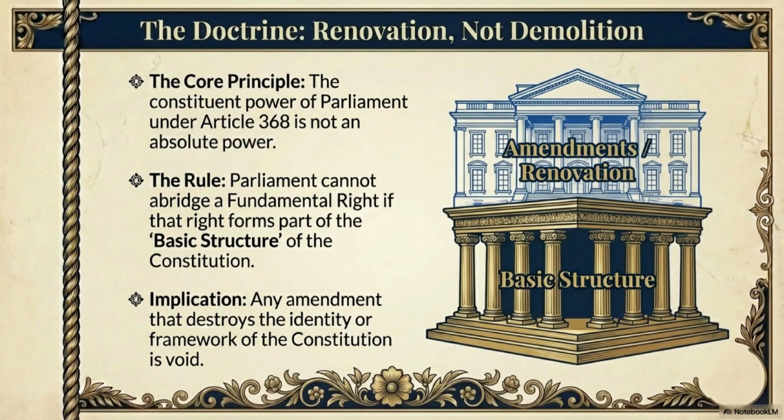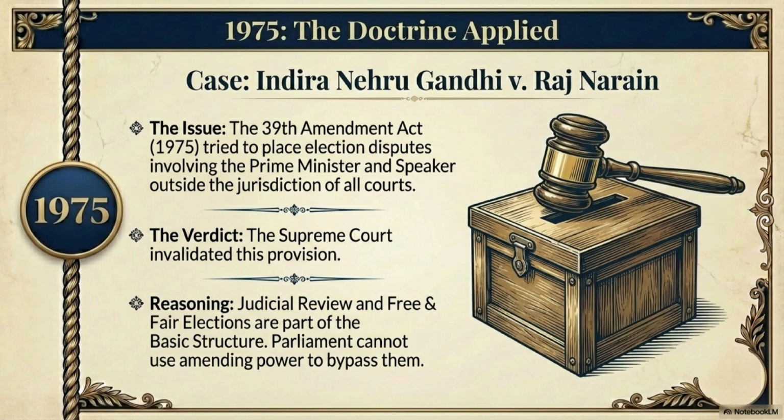It didn't take long, did it? We're moving to Section 5, the election case in 1975. This was a very turbulent time in Indian history. We are entering the period of the emergency. This is the Indira Nehru Gandhi case, often called the election case. Right. The context is vital here. Prime Minister Indira Gandhi had been found guilty of electoral malpractice by the Allahabad High Court, and her election was declared void. So her job was on the line. She was about to be removed from office.